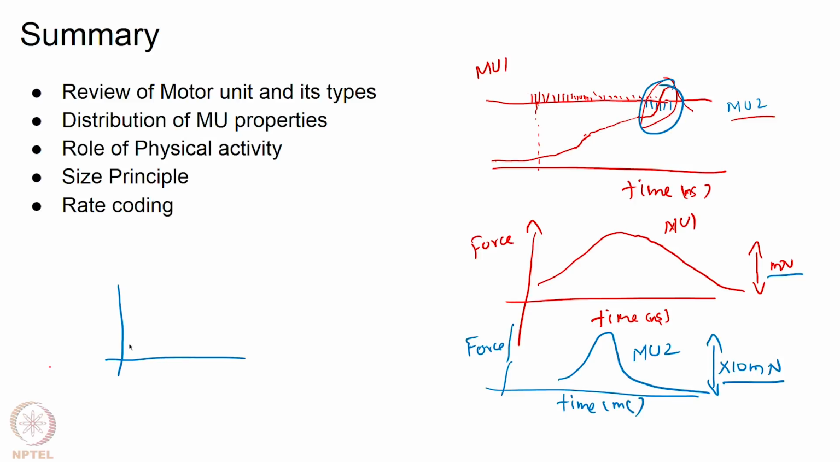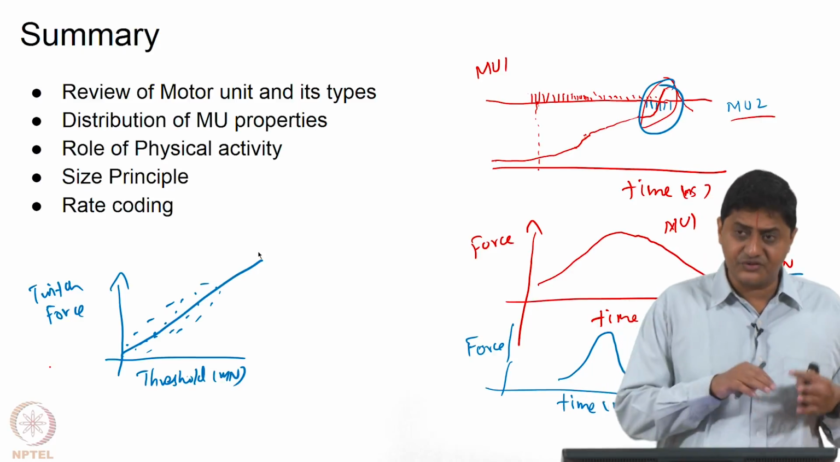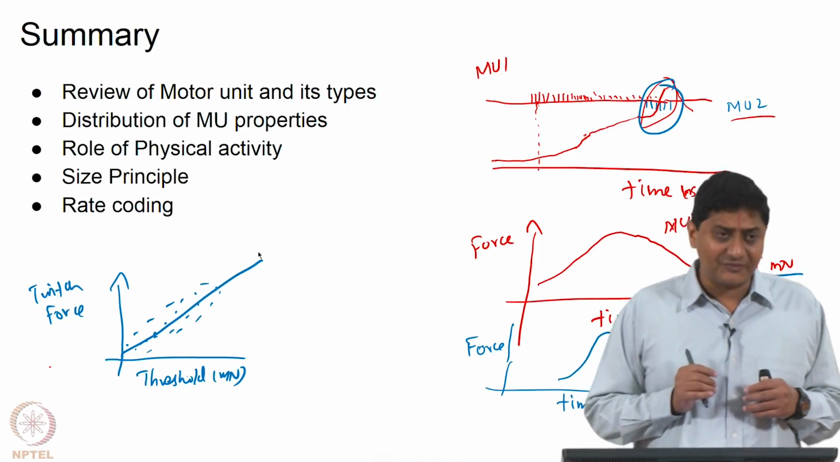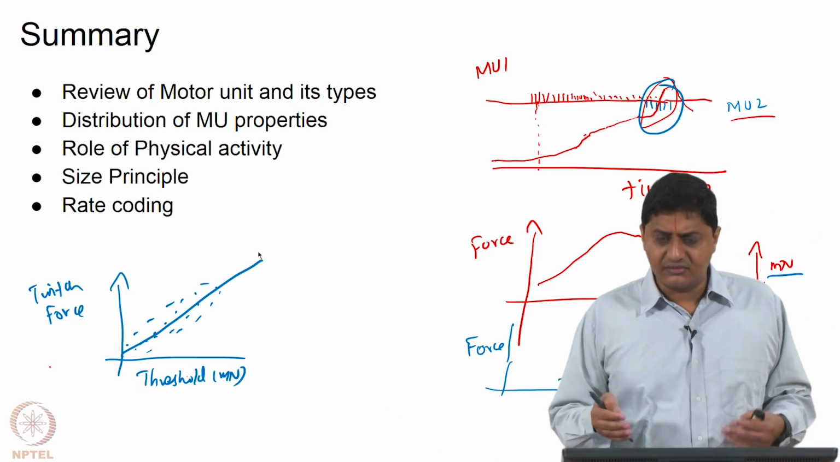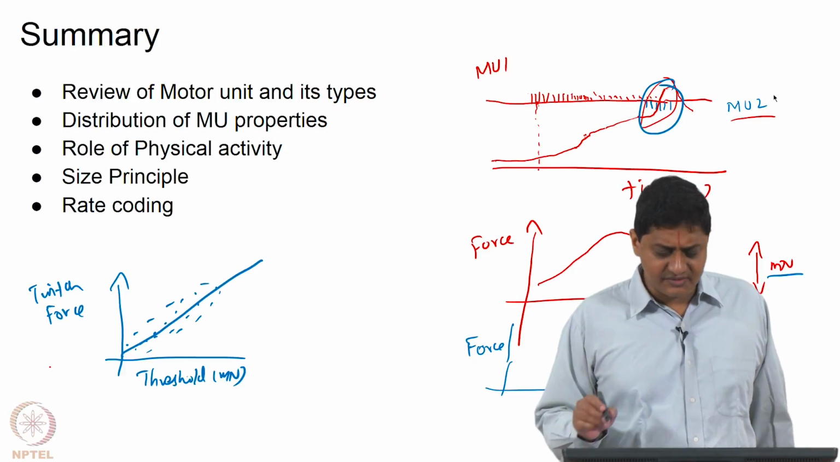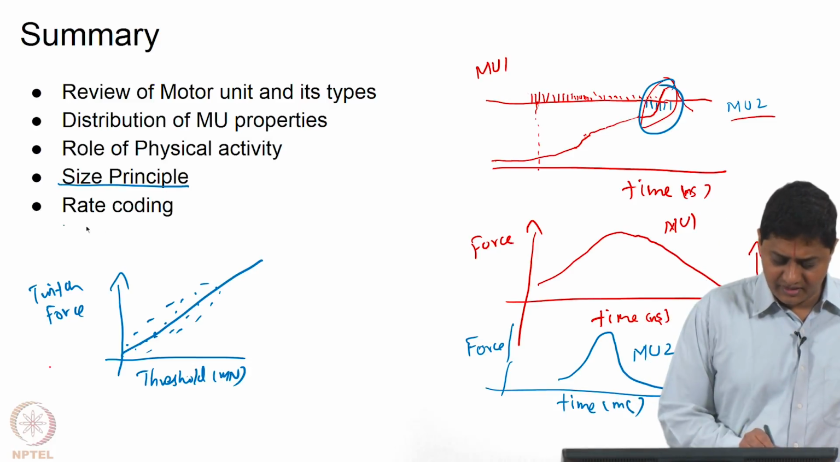What is also known is the following. Suppose threshold in millinewtons is on the x axis, and the twitch force that is produced is on the y axis. What you see is a relatively linear response. As the threshold increases, the twitch force produced also increases. So this means that I could recruit depending on the situation, and these choices are made by the central nervous system, by the spinal cord. What are the two principles that control this? Size principle and rate coding.